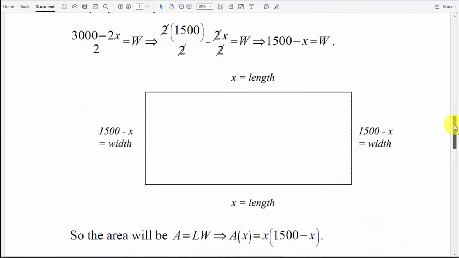And so if you put everything into a picture, x being the length, 1500 minus x being the width, it's clear that the area, which is length times width, is going to be a function of x, and it's going to be x times a quantity 1500 minus x. And so that is the function that we need to put into the graphing calculator. It's also the answer to part A.